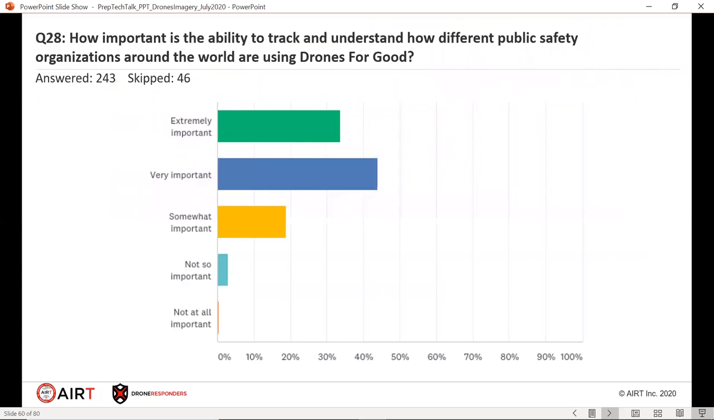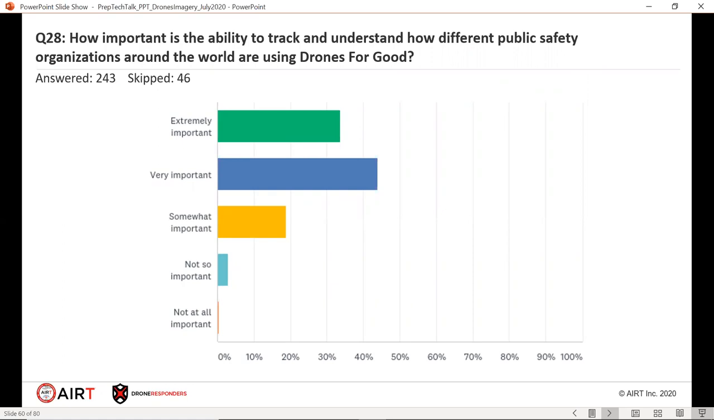So getting into it a little bit more, you had your mentee poll at the beginning of this, and it was really interesting to see that about 40% of you already have a program, 23% of you watching are working on a program, and 23% don't have a program. And we've also conducted some research, as Chief Werner showed earlier, with AIRT and drone responders to understand what is happening in the drones for good in the public safety sector.